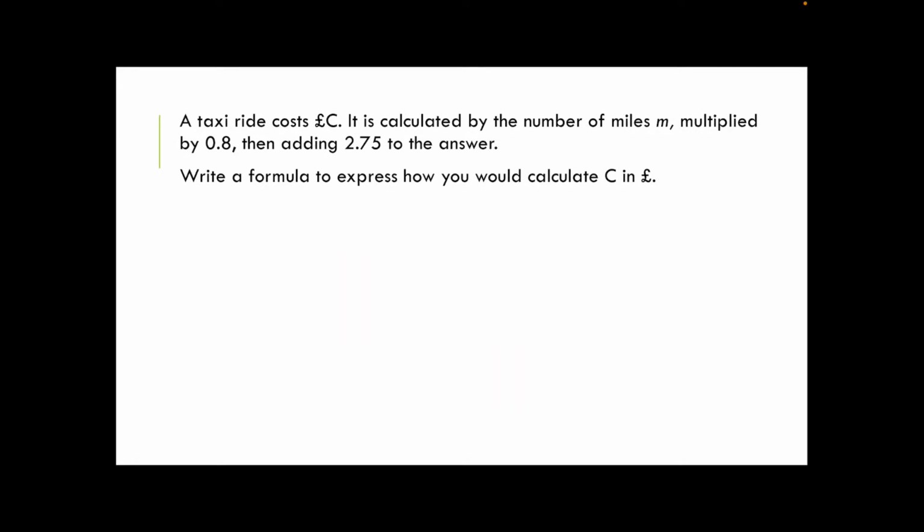A taxi ride costs C pounds, and it is calculated by the number of miles M multiplied by 0.8 and then adding 2.75 to that answer. We need to write a formula to express how you would calculate the cost in pounds of a taxi ride. So our cost then is the number of miles multiplied by 0.8. So I would write that as 0.8 M for 0.8 lots of M. And then we are adding 2.75 onto that answer.